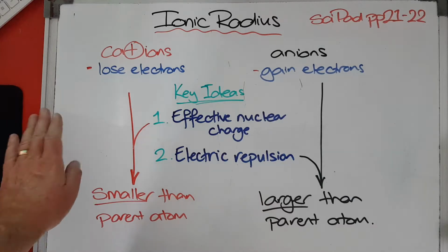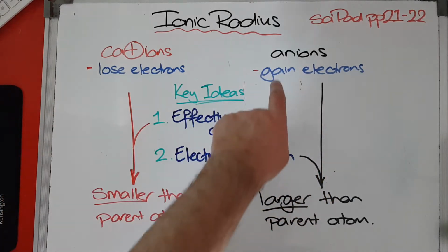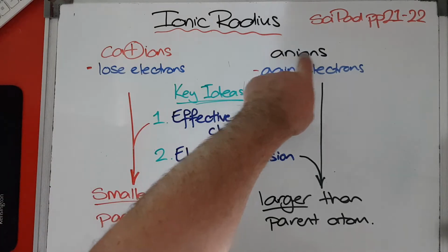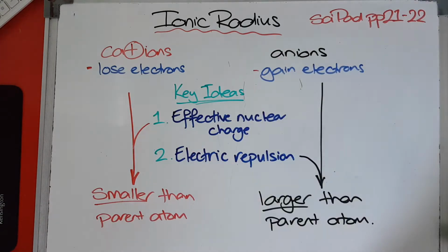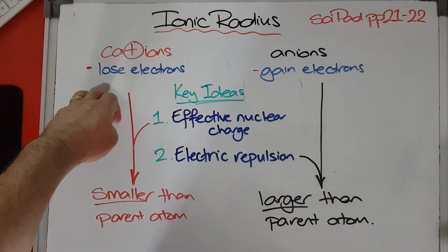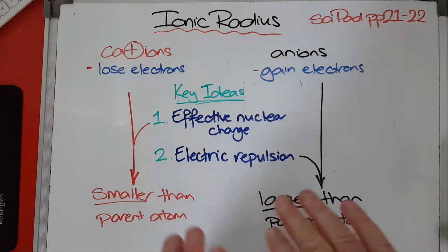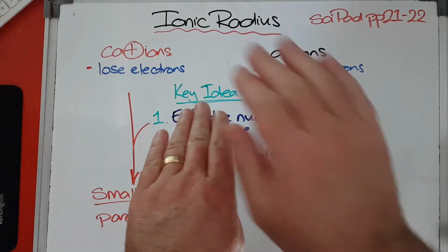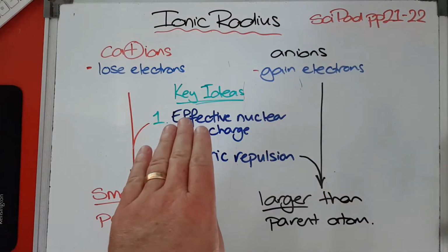Remember that cations are positive, anions are negative. Cations have the t that looks a bit like a plus, and anions are negative ions. When cations form, they're losing electrons, and that means that they lose the electrons that are furthest away from the nucleus, so the valence electrons disappear.